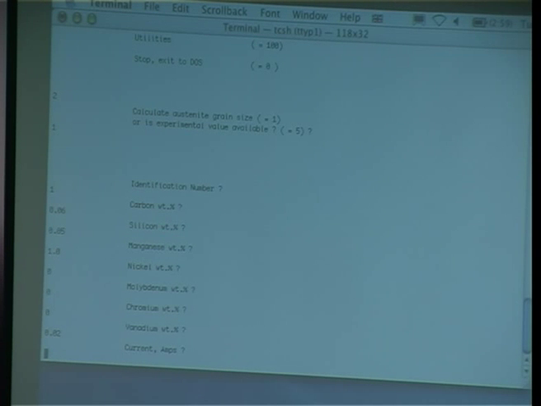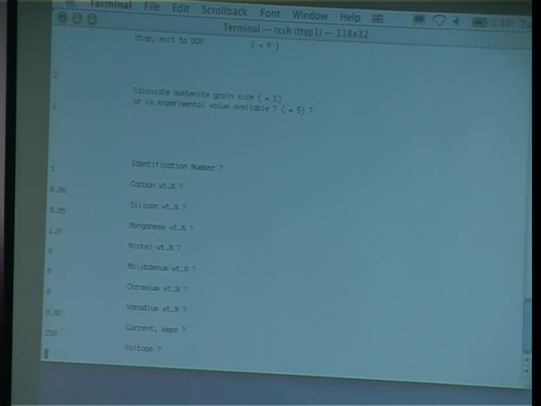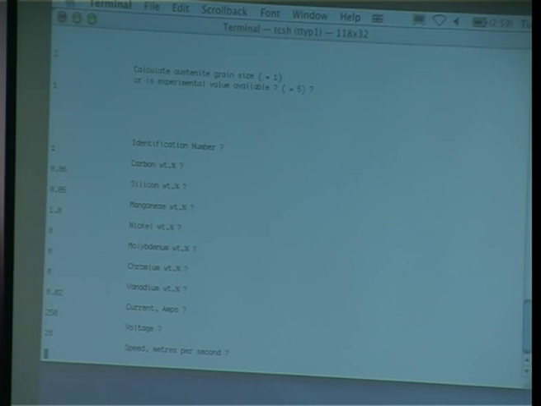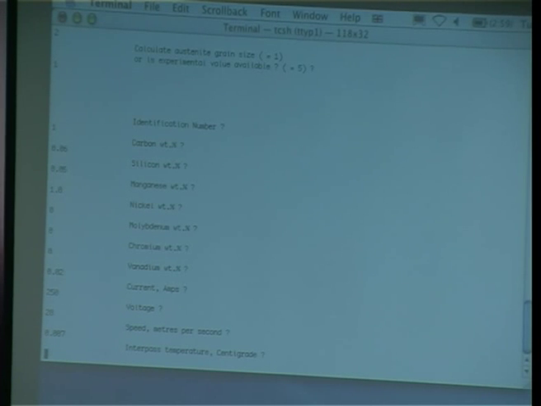Okay, current, voltage, speed. Current 250. Voltage? Speed? 400 millimeters a minute. Right. Or maybe 420, which is 7 millimeters a second. Okay, and interpass temperature? 150. These last four parameters affect the cooling curve.